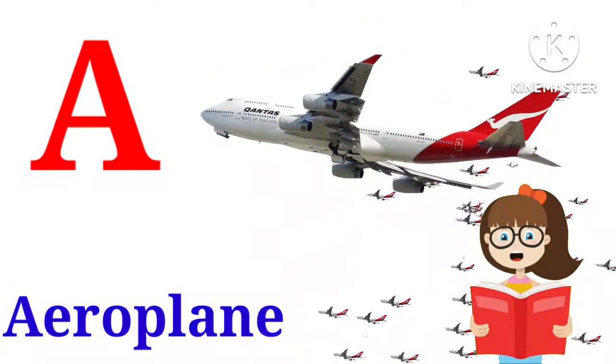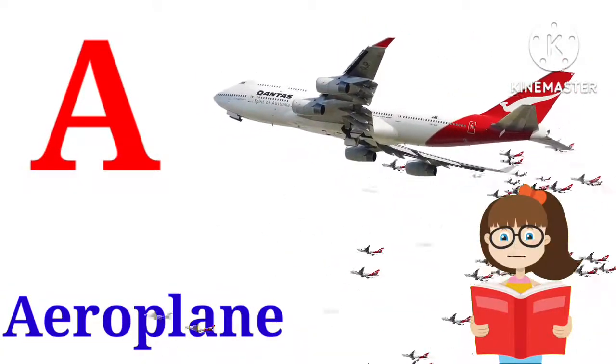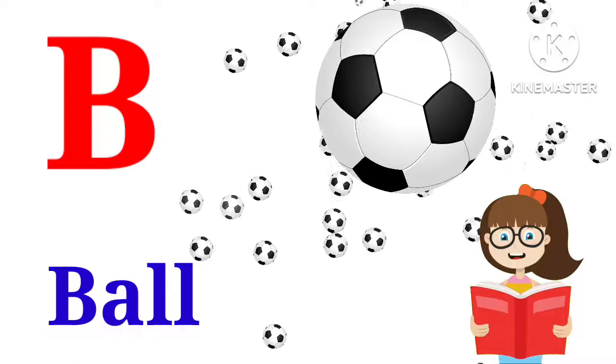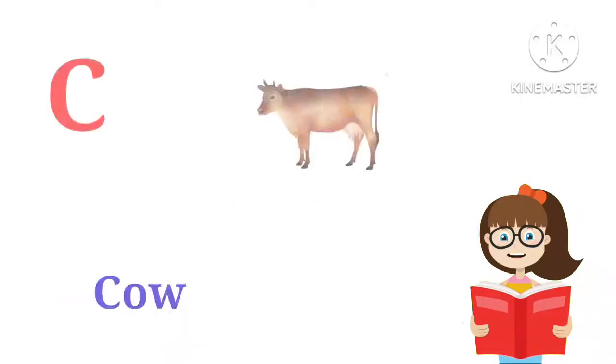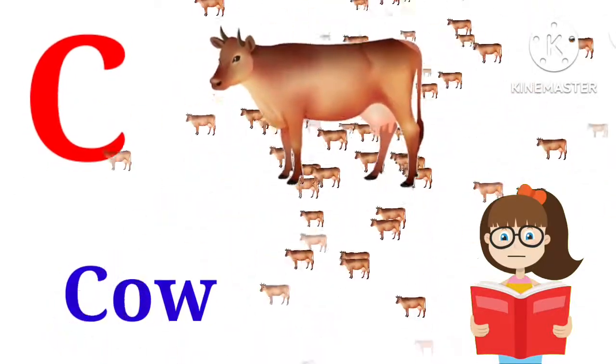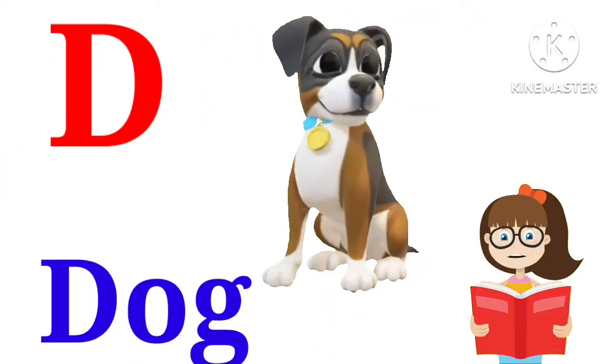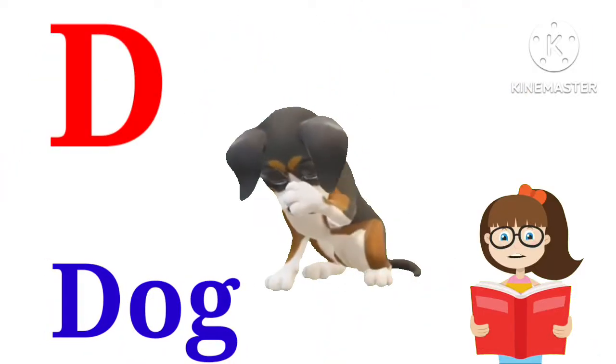A for aeroplane. B for ball. C for cow. D for dog.